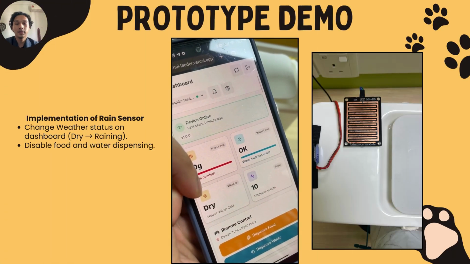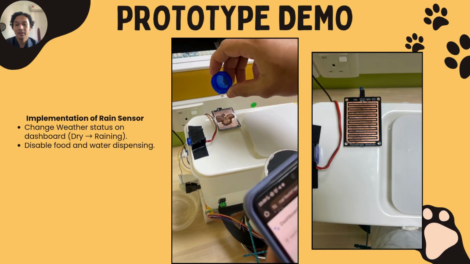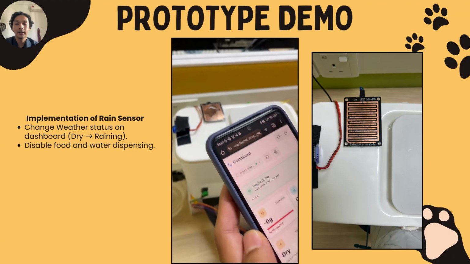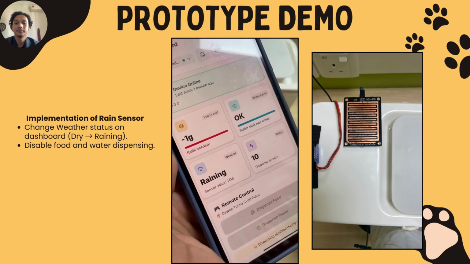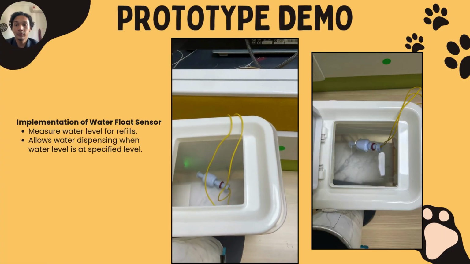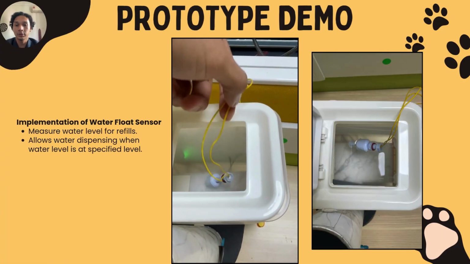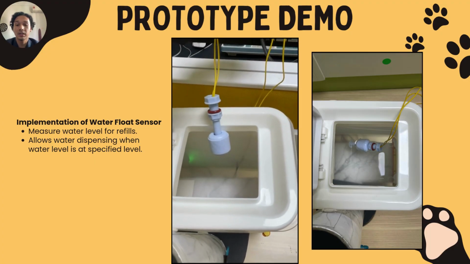Next, when it rains, the rain sensor will detect the rain and will change the status on the dashboard from dry to raining and will restrict any food and water dispensing. Furthermore, a water float sensor is used to measure the water level for refills and allows water dispensing only when the water level is at a specified level.